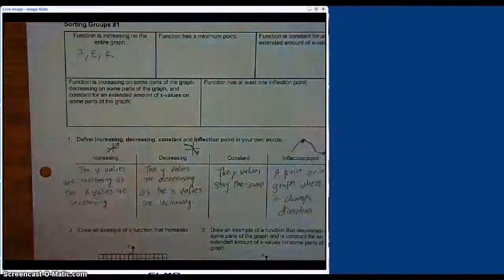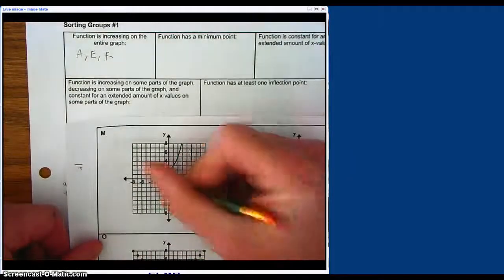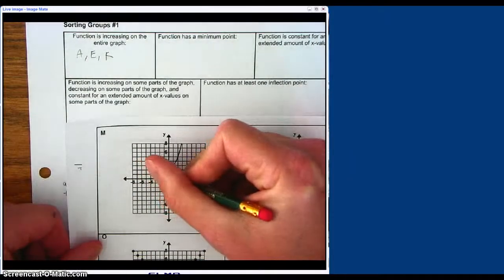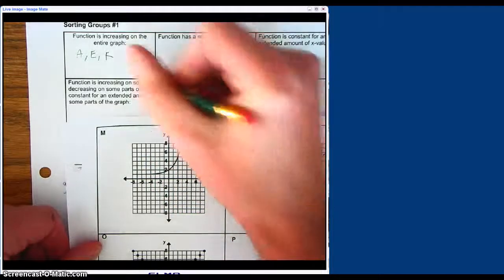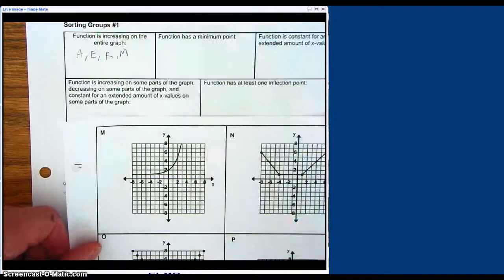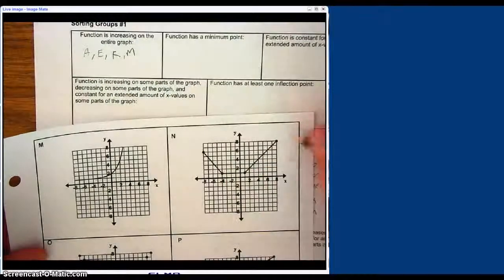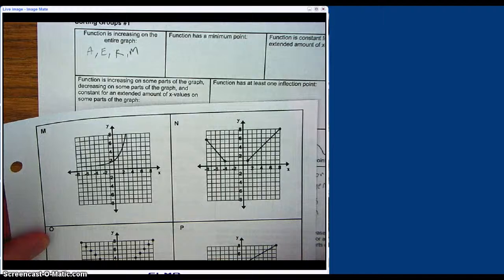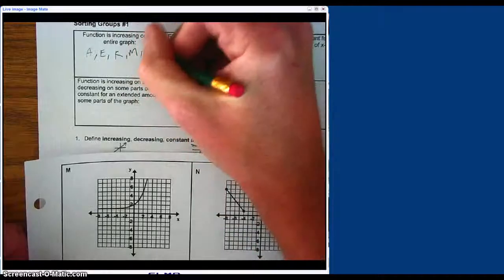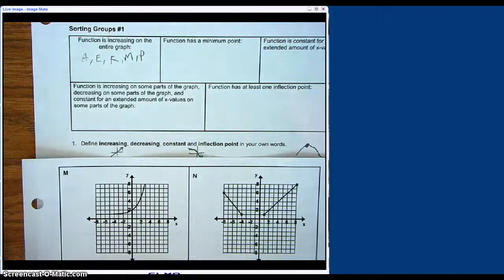L. Nah, up and down and up and down. Nope. How about M? Let's see. It's starting here and then everything's getting slightly higher. Yeah, and then it continues up. So I would definitely say M is increasing over its entire graph. N? No way. Down, up. O? Down and up. How about P? Up, up. Yep. So those are the 1, 2, 3, 4, 5 graphs that are increasing over the entire graph.